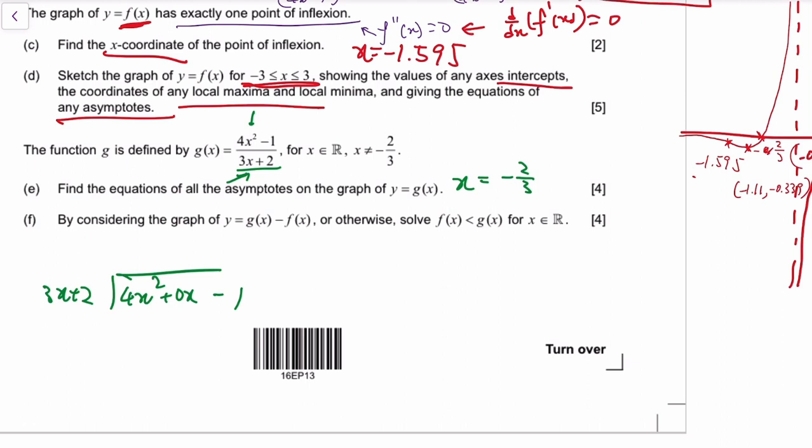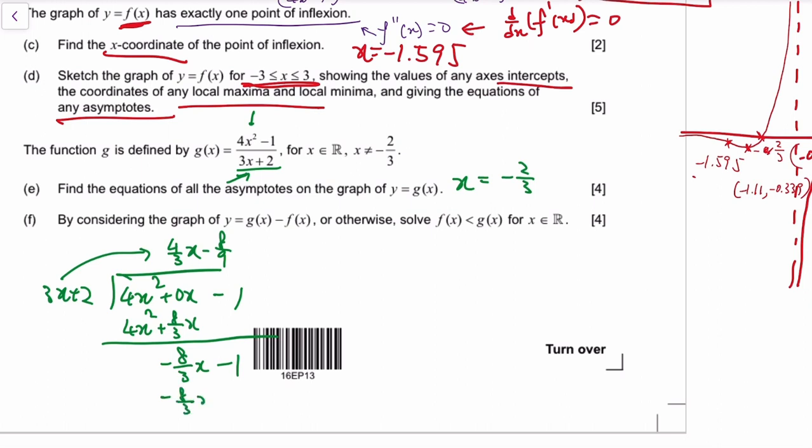So we have what? 3x times what gives you 4x squared, so it's 4/3x. When 3x times that gives you 4x squared plus 8/3x. Subtract, negative 8/3x minus 1. So then we have 3 times what is -8/3? Negative 8/9, right? So that will give me -8/3x minus 16/9. Then there will be some remainder, but we technically don't care about the remainder because it's just the top that gives me the oblique asymptote for this.